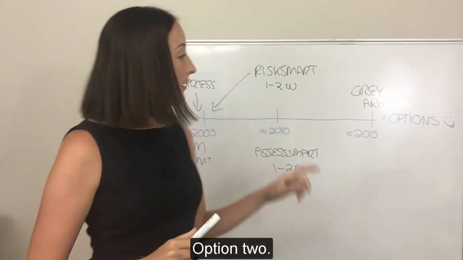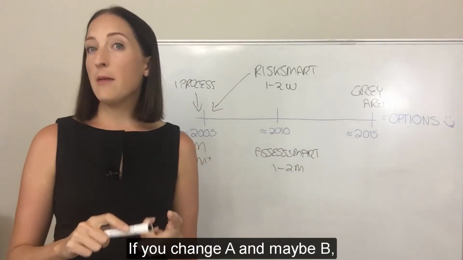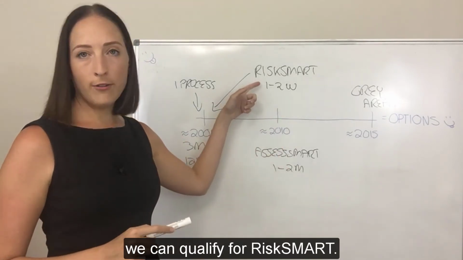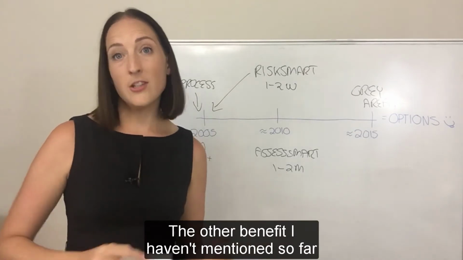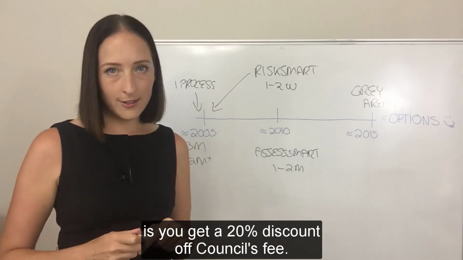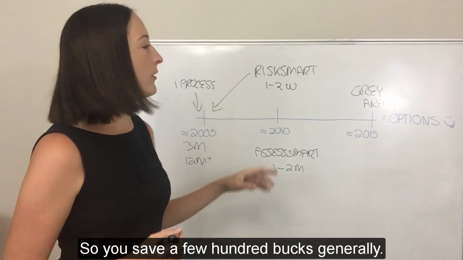Option 2, if you change A and maybe B, we can qualify for RiskSMART. 1 to 2 week turnaround time. The other benefit I haven't mentioned so far is you get a 20% discount off council's fee. So you save a few $100 generally.